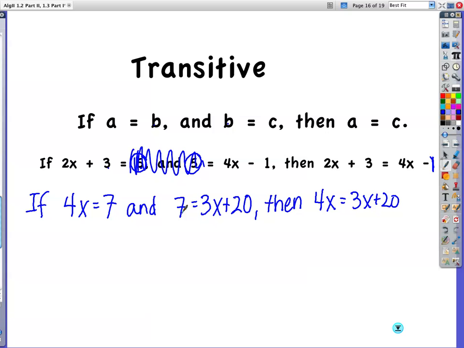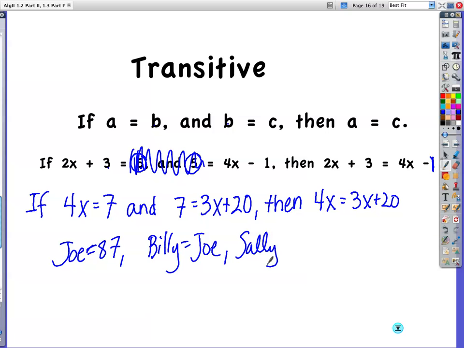Something else I'm thinking about with that. I always say if you know that Joe got 87% on his test, and Billy got the same thing as Joe, and you could go crazy with this, and then Sally got the same thing as Billy. Well, what grade did Sally get then? Well, most of us know we got 87%. It's a version of basically a transitive property. It's translating or being sent through all of those.